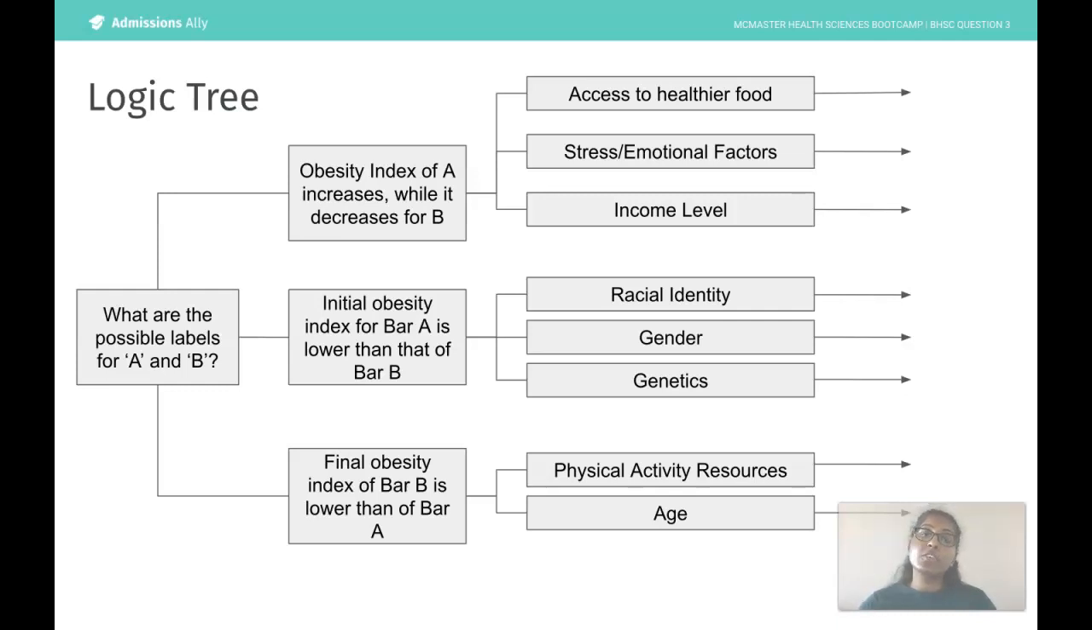There are also opportunities for you to think about how one of these factors could also be a factor in another observation. So, access to healthier food, stress, emotional factors, and income level can also be applicable to the other two observations. Another approach you can look at for the logic tree is seeing where there's overlap of these factors, if you choose to double down, which I didn't. That can help you build out a stronger hypothesis based on the number of overlaps that you see.